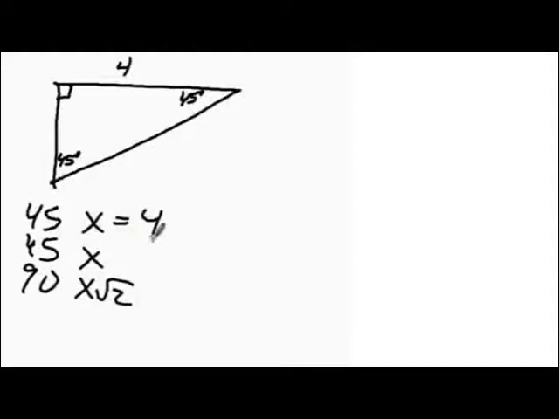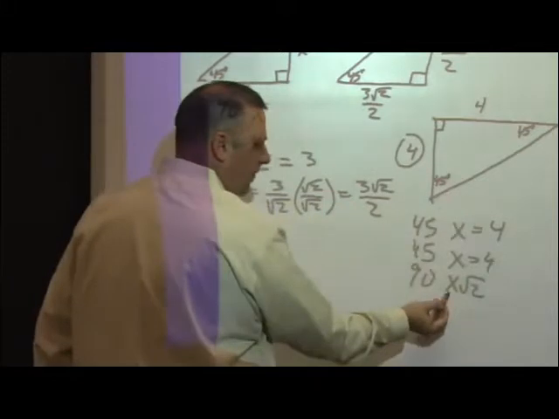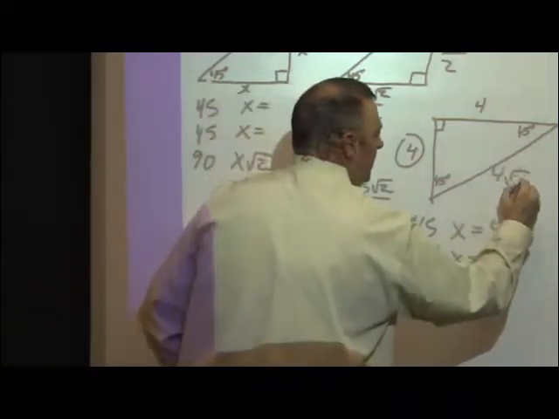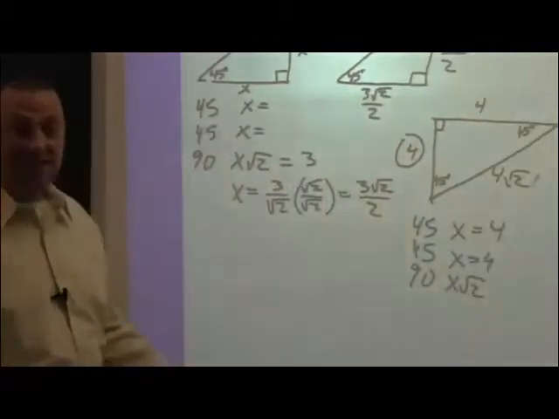Which one doesn't really matter. This one's got to be the same. And this one's got to be, put a 4 right here for the x, because you already know what x is. So this will be 4 radical 2. And that's as easy as it gets.